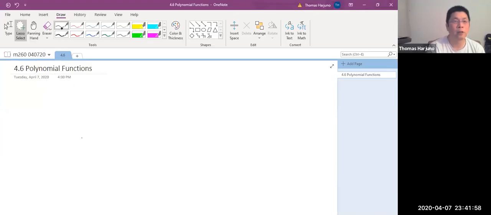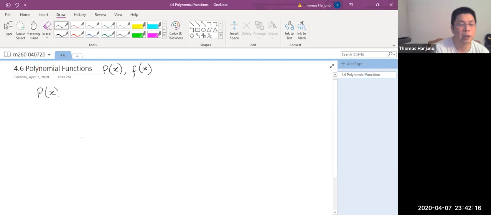Okay, polynomial functions. I usually denote a polynomial function by the notation p(x), even though it is okay to still use f(x) as a general function. But I use p to emphasize that it's a polynomial. Now, a polynomial function has the following pattern: a sub n x to the n, plus a sub n minus 1 x to the n minus 1, all the way down to, let's say, a sub 2 x squared plus a sub 1 x plus a sub 0.